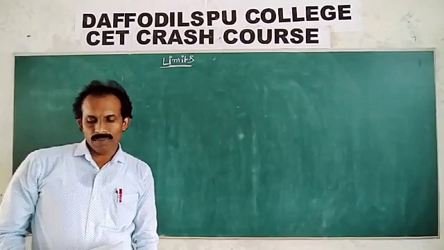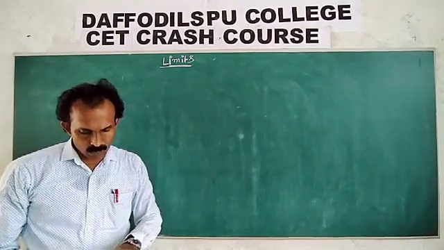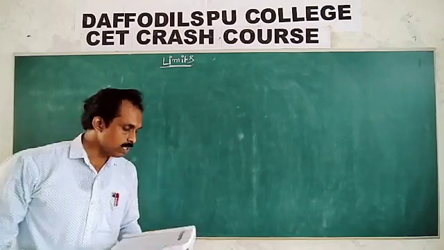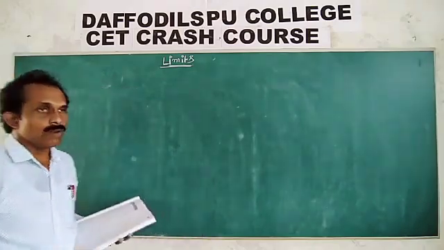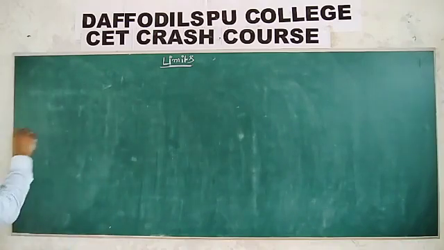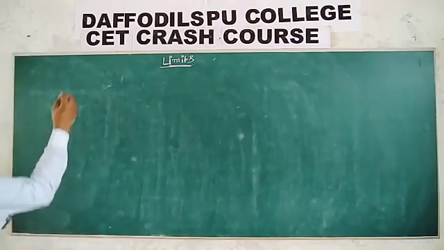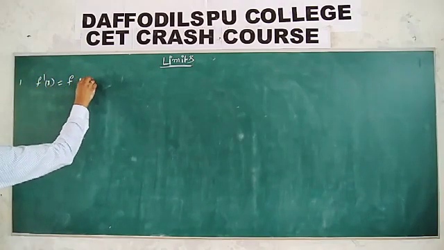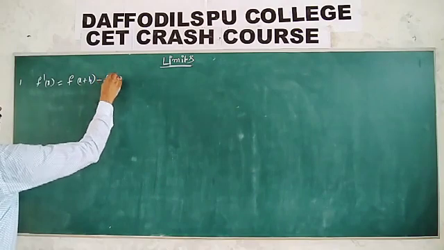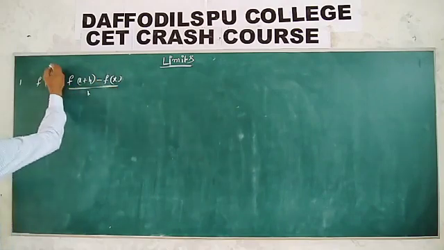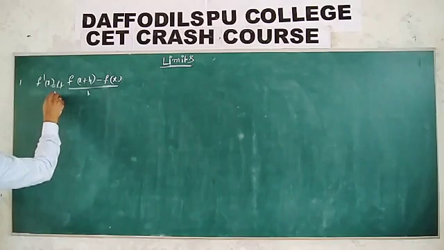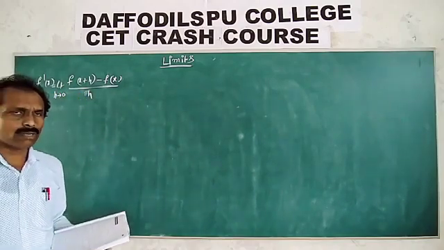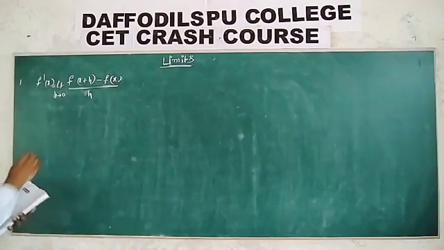Okay, first problem. If f of x plus y is equal to f of x into f of y, f of 3 is equal to 3, and f dash 0 is given, find f dash 3. We know in the first year the first principle of the derivative. What is that one? f dash x is equal to limit h tends to 0, f of x plus h minus f of x, divided by h. This is the first principle of derivative. They ask f dash 3.